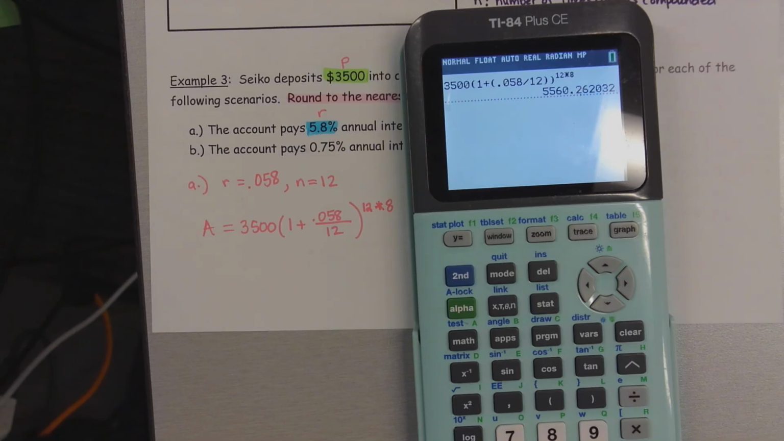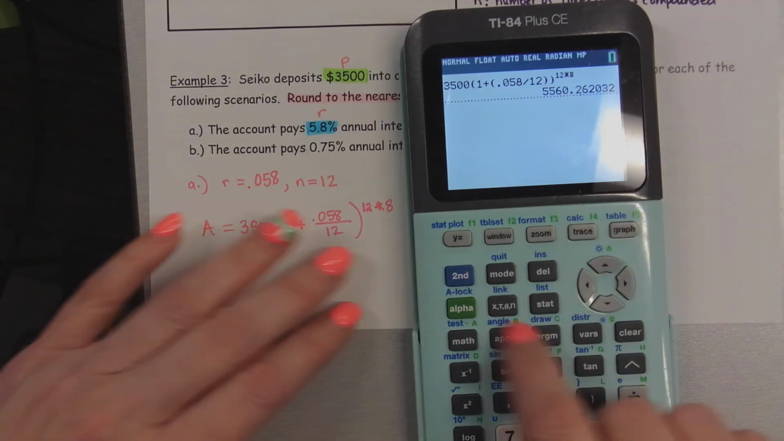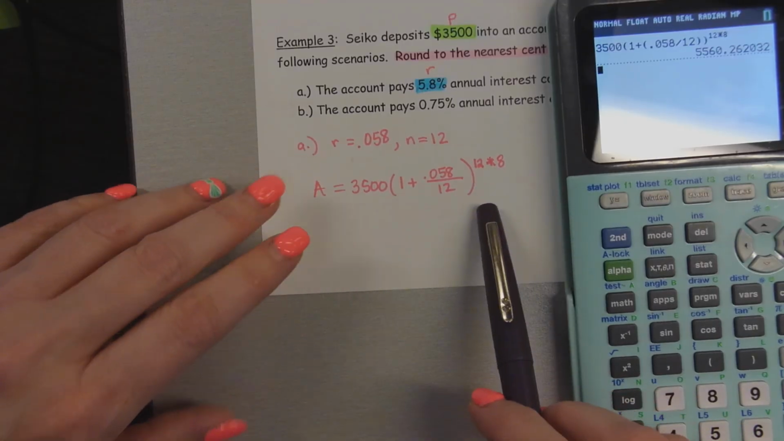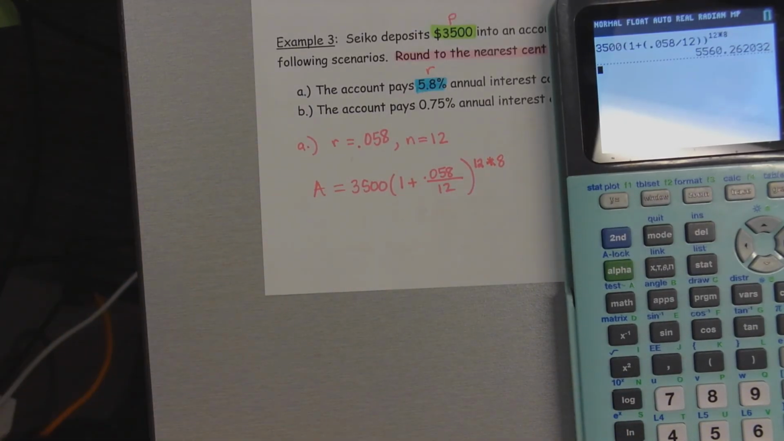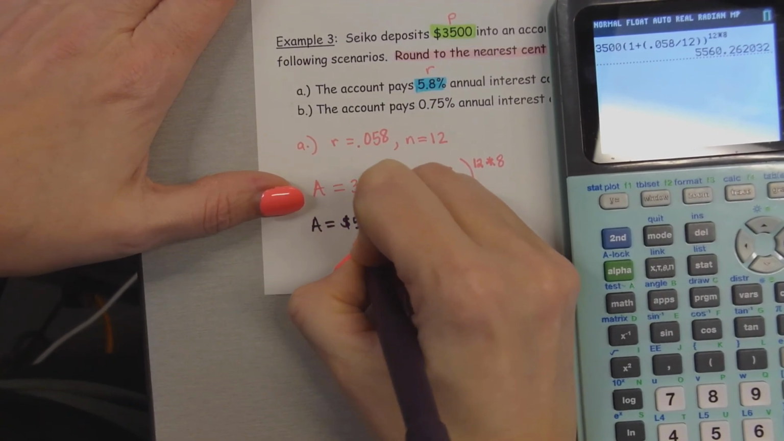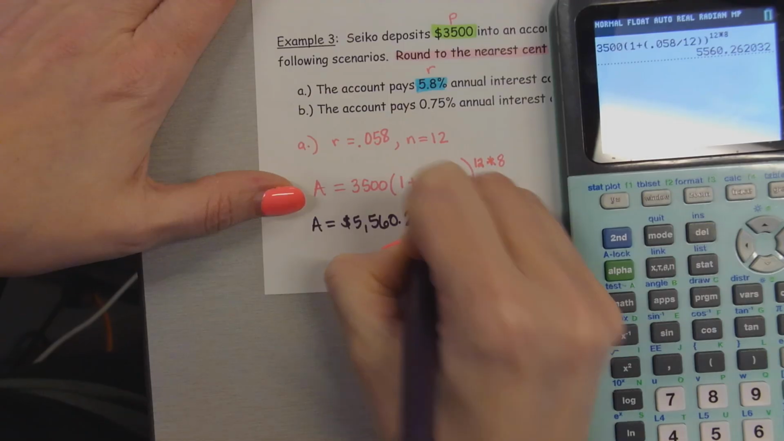You may need to quit out of your graph. If you are having trouble getting that decimal, I will come around and help you with that. Don't put it into your y equals, you don't need to. If you do put it into your y equals, it's just going to give you a straight line, and it's going to be at 5,560.26.